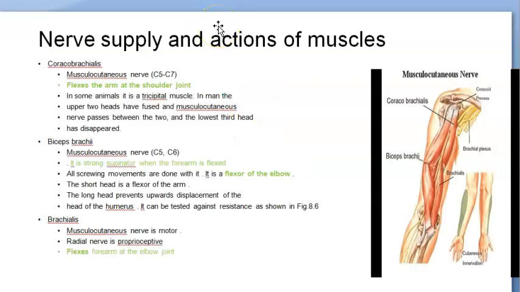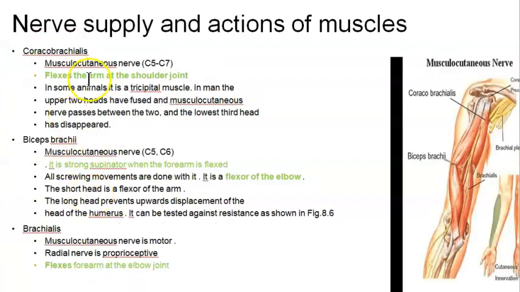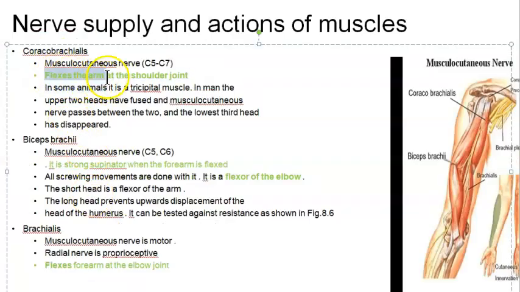Now, one extra point you have to know: when you're telling the muscular branches, one more thing you can write is what these muscles do. That time you will know what happens if this nerve is injured. So they all flex only. The coracobrachialis will flex the arm.